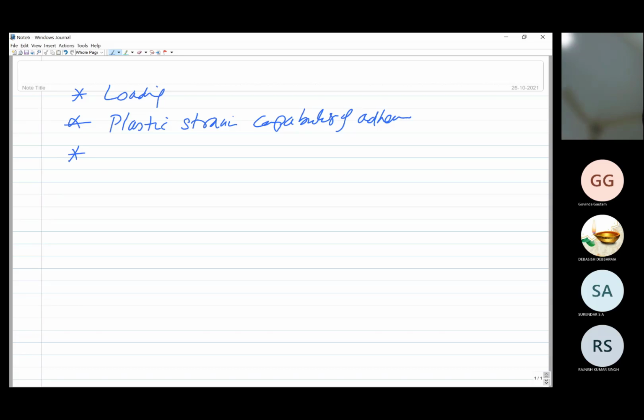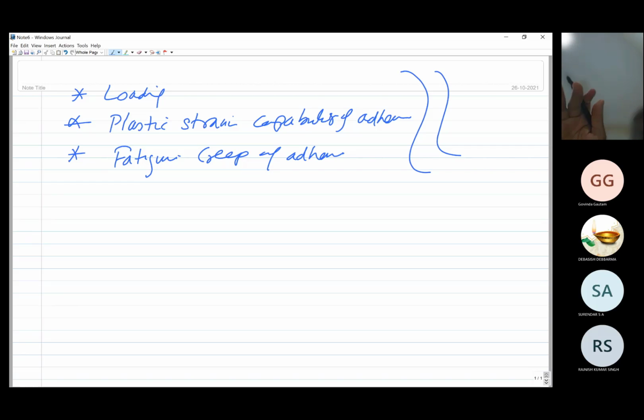And then under fatigue conditions, low cycle fatigue conditions especially, you also have to see the creep of the adhesives. You may find that there is some increased gap between the joint, especially when the plastic strain is more or the joint is subjected to creep. When the adhesive is subjected to creep, that will change the relative position of the components.